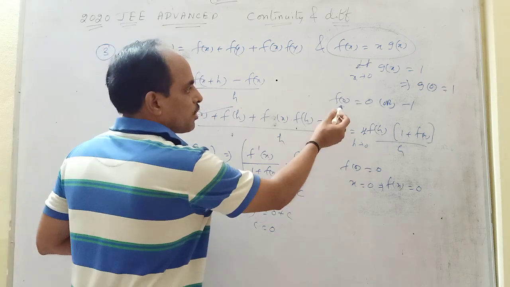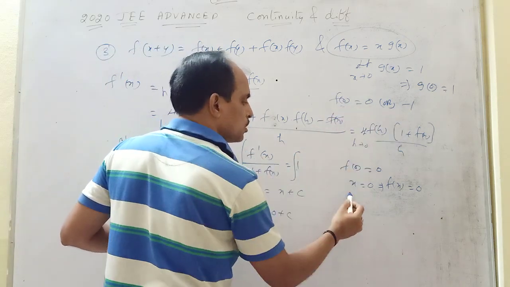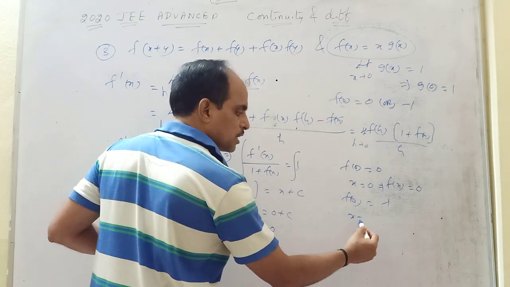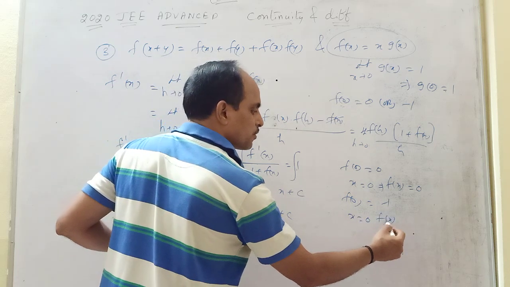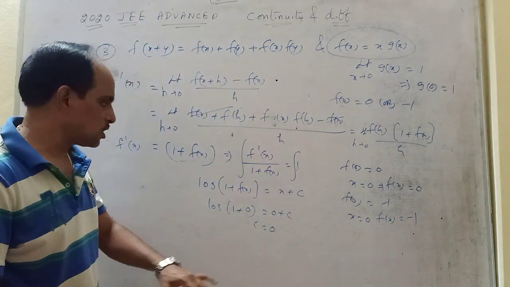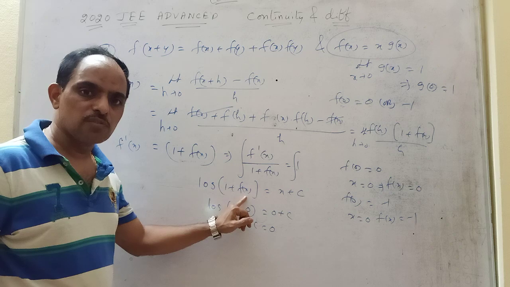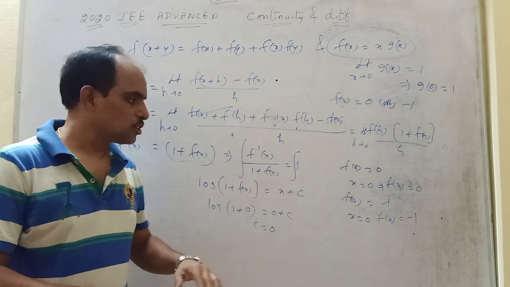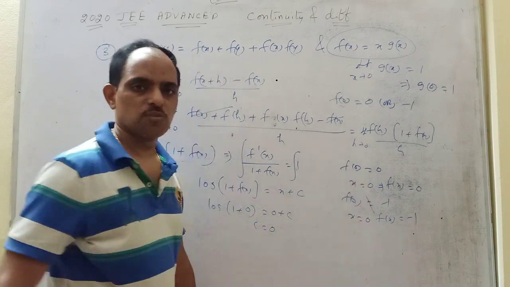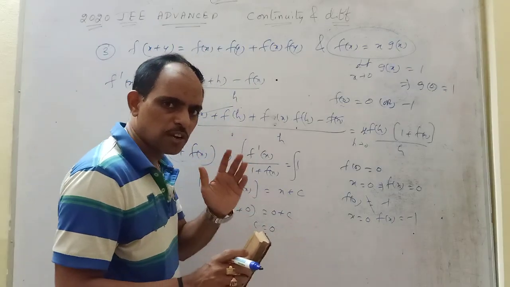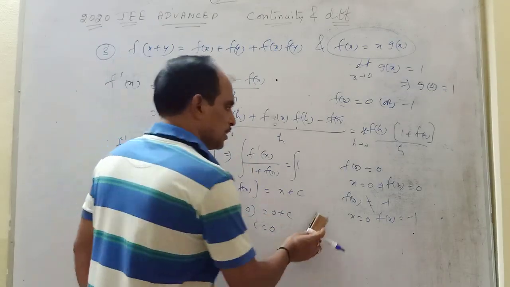Somebody asked why you are not taking f of 0 equal to minus 1. No problem. f of 0 equal to minus 1 means at x equal to 0, f of x is equal to minus 1. Suppose if x is equal to 0 and you take this value as minus 1, then 1 minus 1 will be 0, and log 0 is not defined. So there is no necessity to take this value. Okay, is it clear? Because it is an advanced question, we have to clarify each and every doubt.